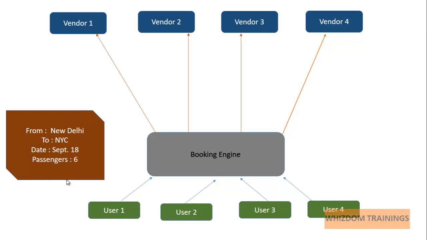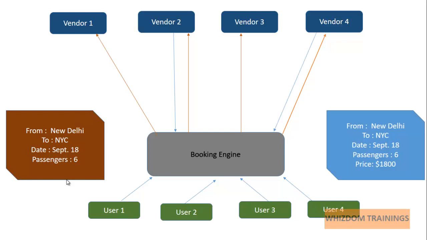Now out of these four vendors or airline websites, whichever has the availability for this flight on this particular date with this number of passengers will send back some information. Suppose vendor 2 has availability, so it will send back some information. Also, let's say vendor 4 has availability, so it also sends back information, and that will look like this, with all the details that the user entered, and extra information like the price, how much it's going to cost.